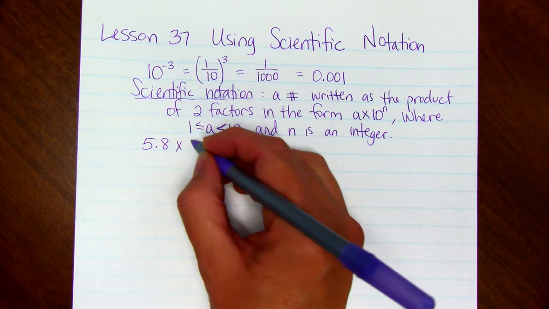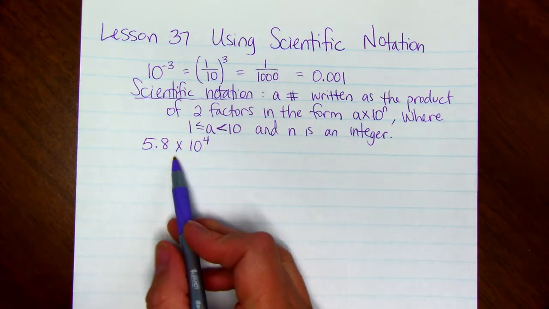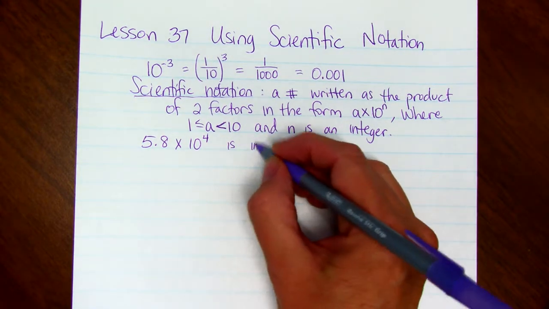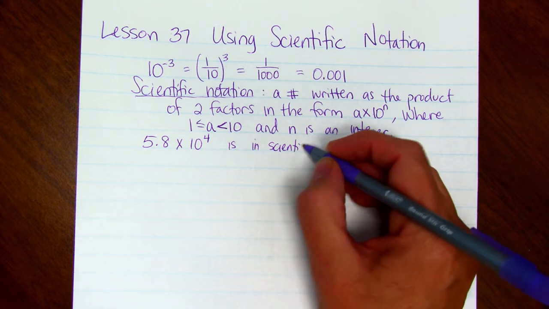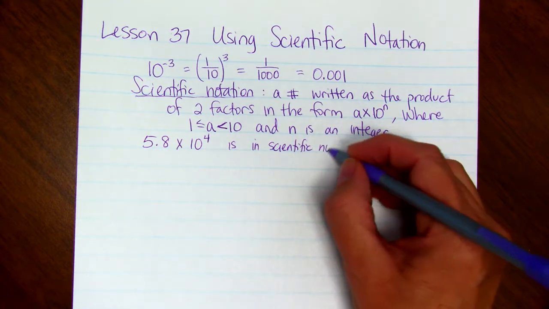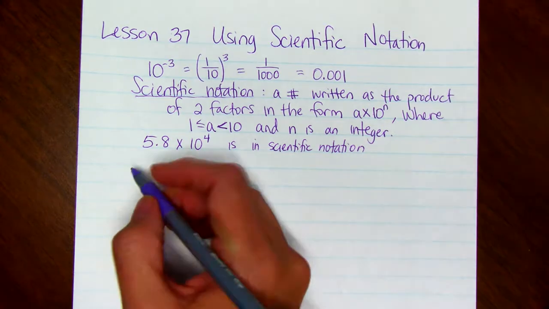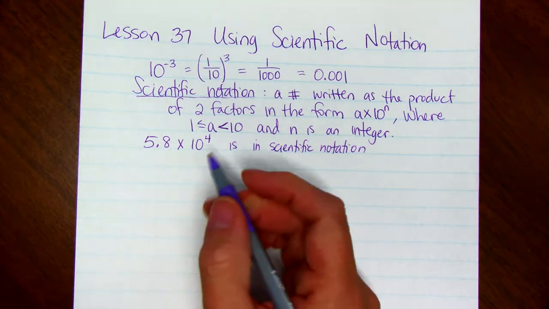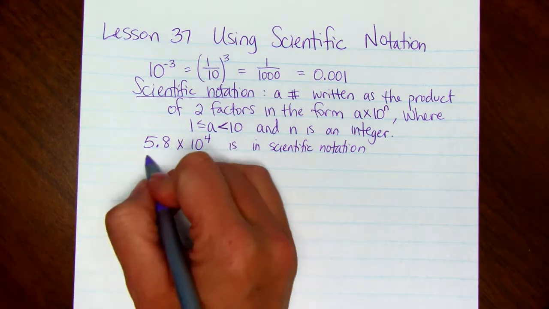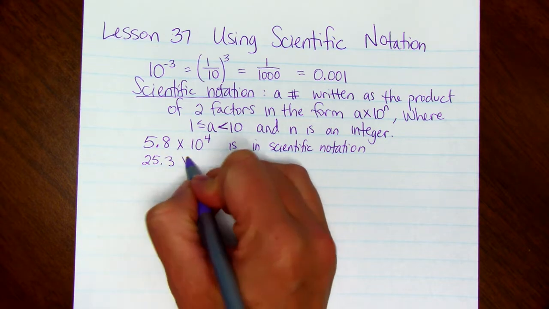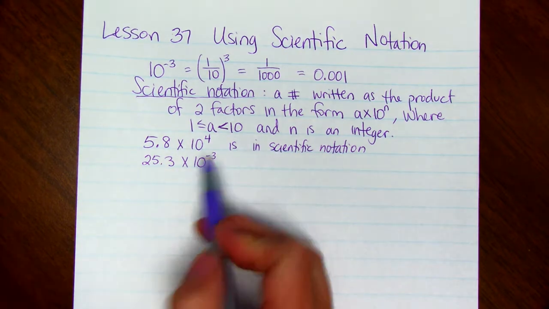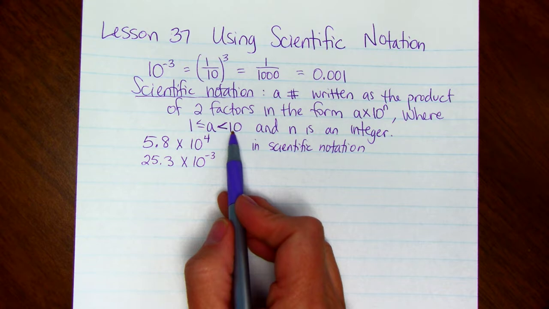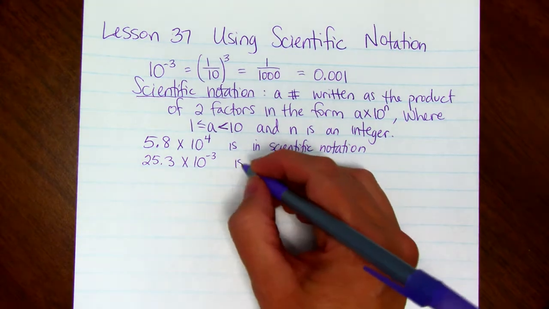So here's an example, and we say it 5.8 times 10 to the 4th. And this is in scientific notation. Because if you notice right here, 5.8 is between 1 and 10, not including 10, but including 1. 25.3 times 10 to the negative third. The a here, the 25.3, is not within these parameters, so this is not in scientific notation.